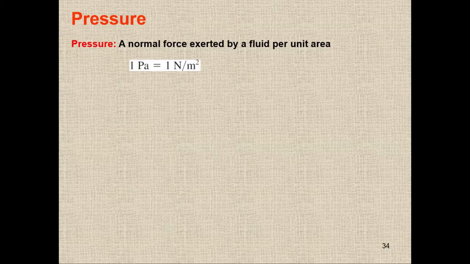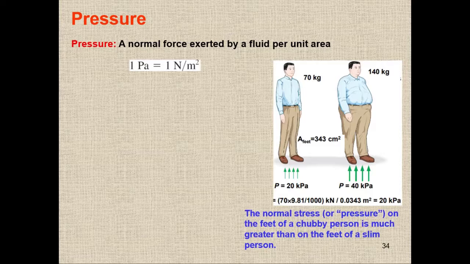We have different units for the pressure. Here you can see two different persons, one having a mass of 70 kg and the second one having a mass of 140 kg. The area of the feet is basically 343 centimeters square.